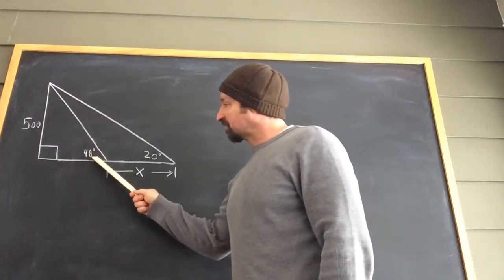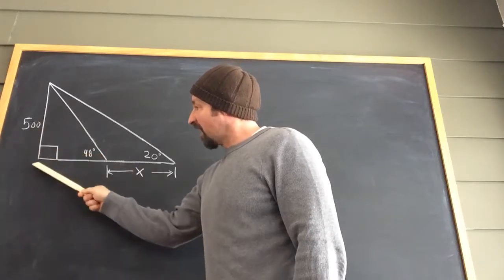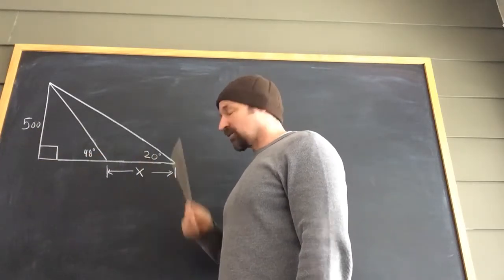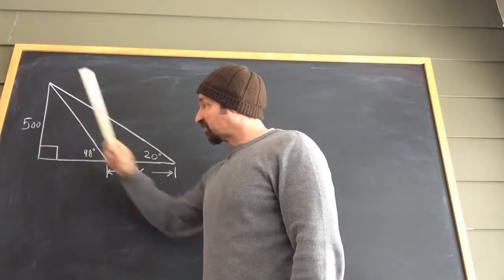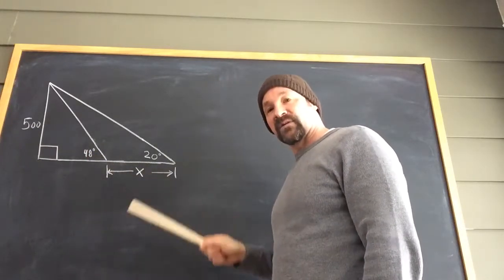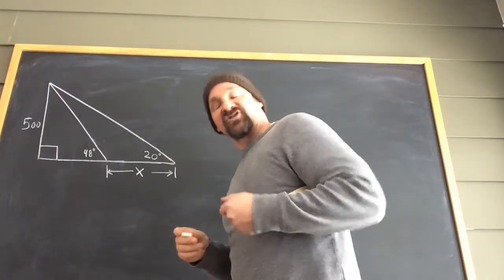With respect to this 48-degree angle, this is the opposite side, and this is the adjacent side. With respect to this 20-degree angle, this is the opposite side, and this is the adjacent side. So the tangent function involves the opposite and adjacent sides.